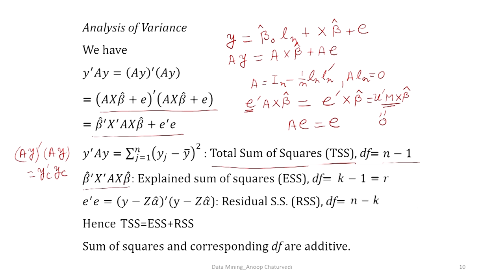Then this term, beta hat transpose X transpose A X beta hat, is called the explained sum of squares and its degrees of freedom is k minus 1, which is equal to r. And e transpose e, which is equal to (y minus Z alpha hat) transpose (y minus Z alpha hat), is the residual sum of squares and its degrees of freedom is n minus k. And from here you can write the total sum of squares equal to explained sum of squares plus residual sum of squares. So, these sums of squares are additive and the corresponding degrees of freedom are also additive because here you have n minus 1, and n minus k plus k minus 1 is equal to n minus 1.